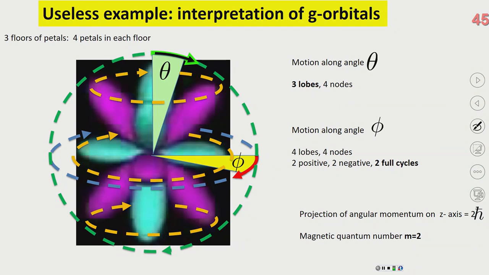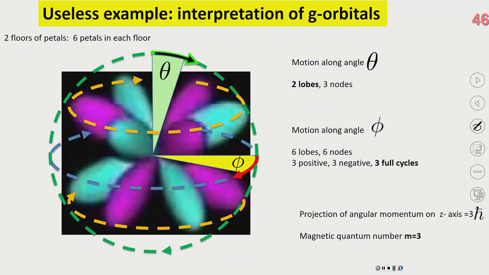Along theta direction, we have 1, 2, 3 lobes. It means less motion, less rotation in x and y direction. And in rotation around z-axis in xy plane, there is 1, 2, 3, 4 lobes. They change sign, which means 2 full cycles. So more motion around z-axis in xy plane. It's same energy, but different amount of motion around specific direction. Quantum number m equals 2.